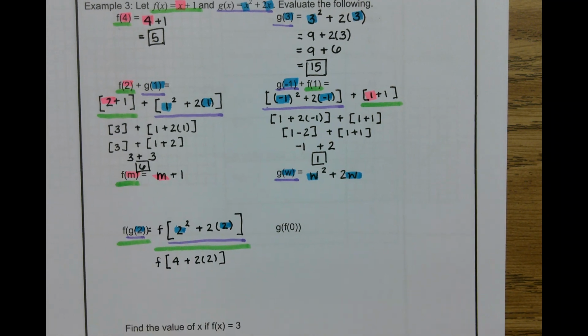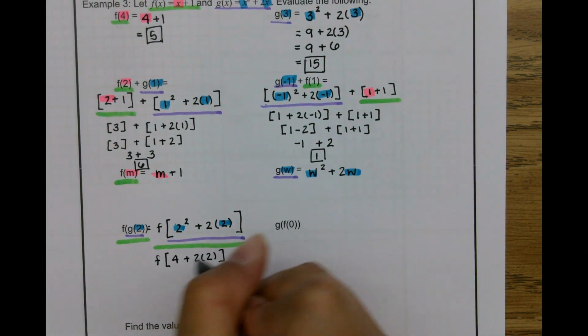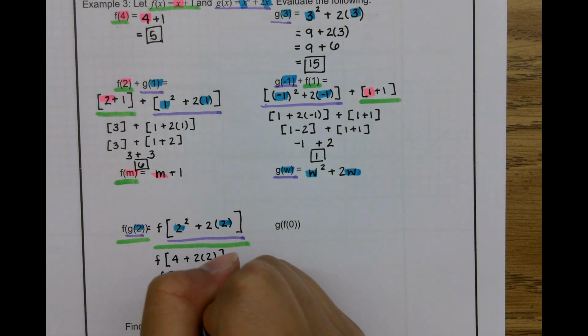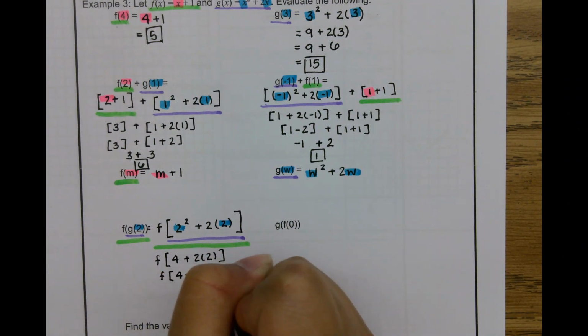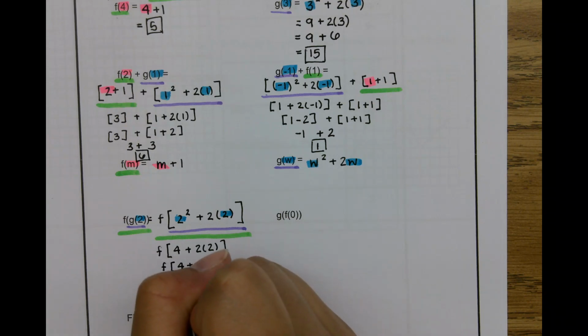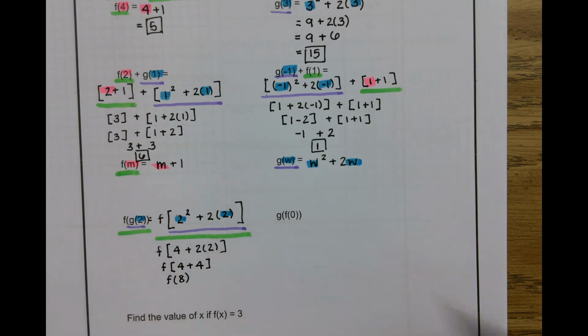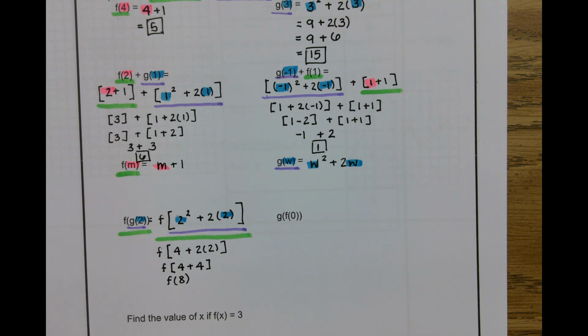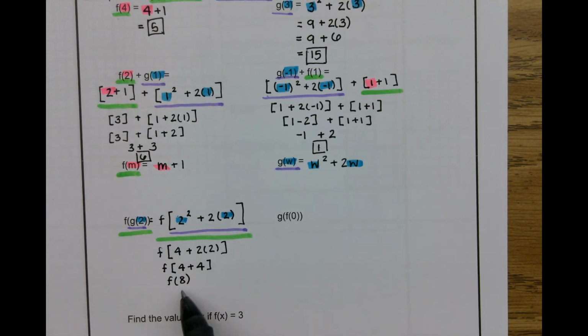Okay, then I do multiplication, 2 times 2, which is also 4. And then I do my addition. 4 plus 4 is 8, so f of 8. Okay, now that looks familiar. So g of 2 is actually 8.